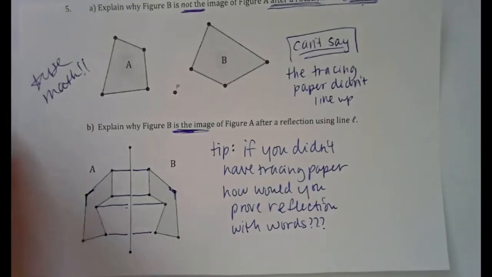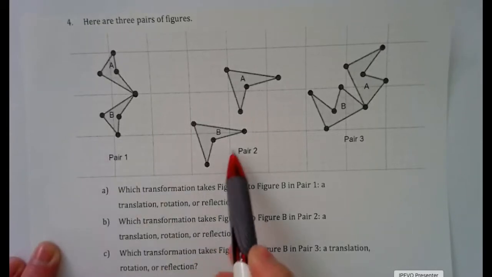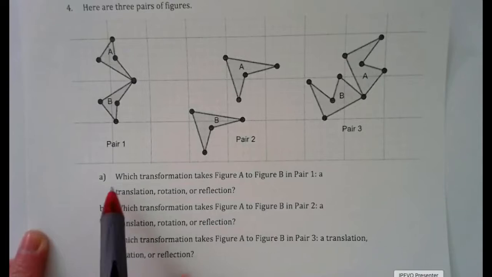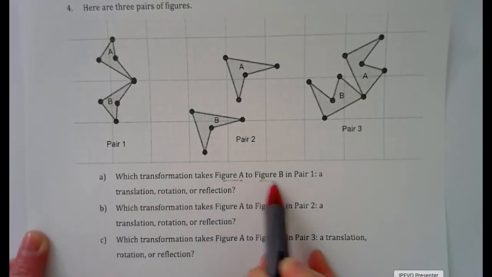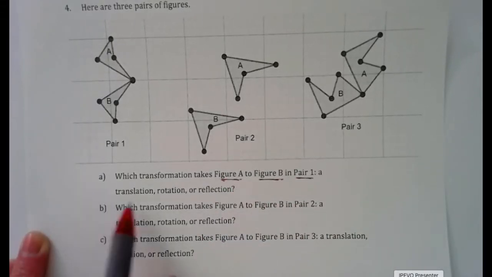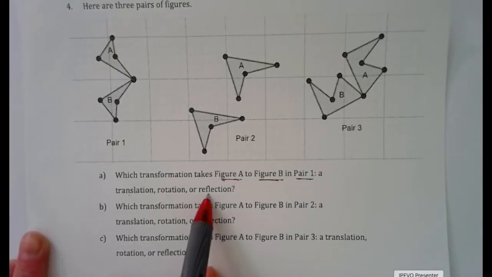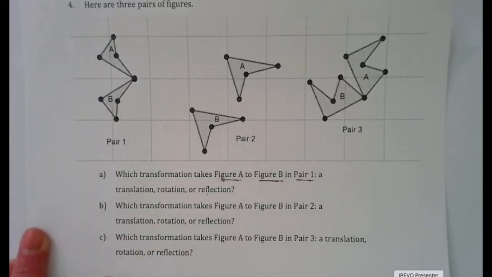Number 4. Here are three pairs of figures. So we have pair 1, pair 2, pair 3. A says, which transformation takes figure A to figure B in pair 1? So basically I'm deciding, is it a translation, rotation, or reflection that takes A to B?